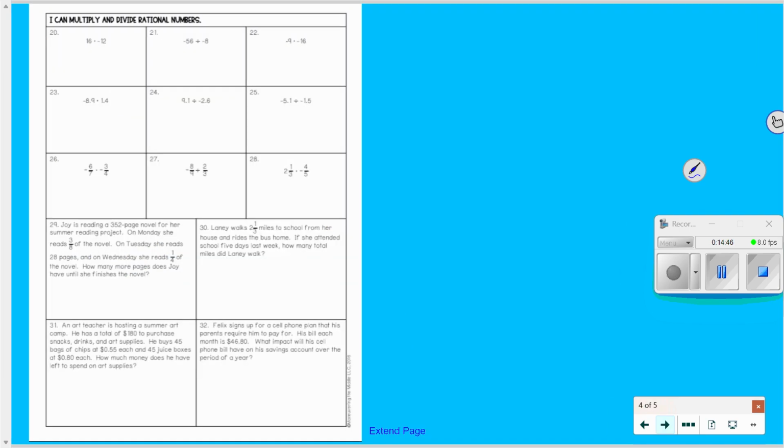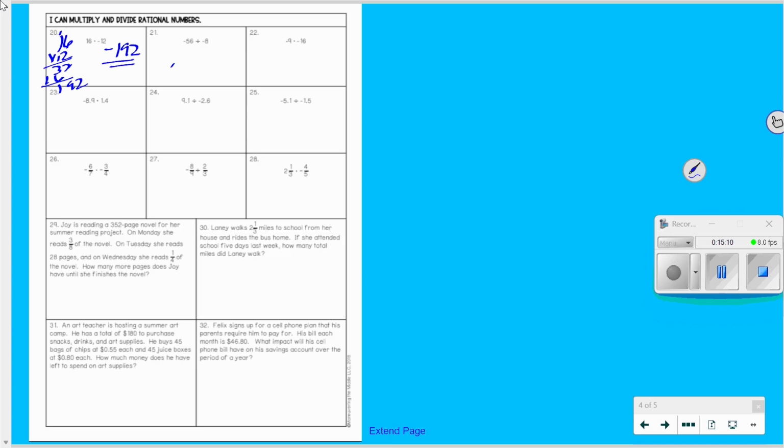Okay, now we're just doing the multiplying and division rules. So 16 times 12. This should be the easiest one. I do the math first, and then I apply the sign. So 16 times 12 gives me 192. They're opposite, that means they hate each other, so it's negative.